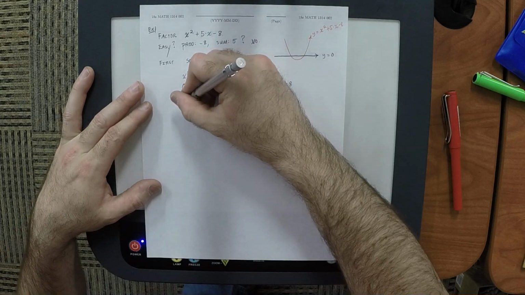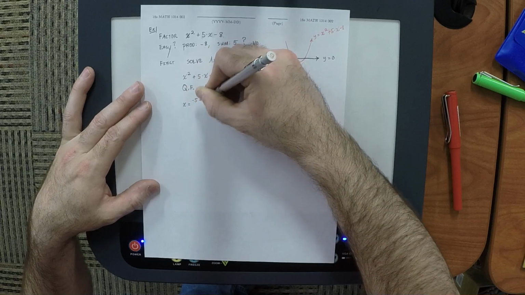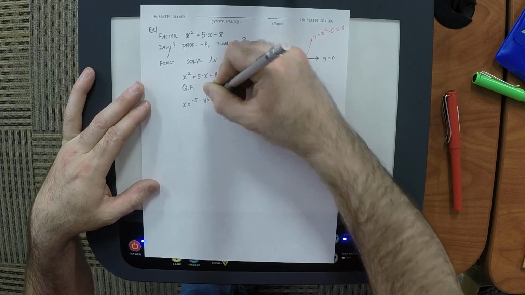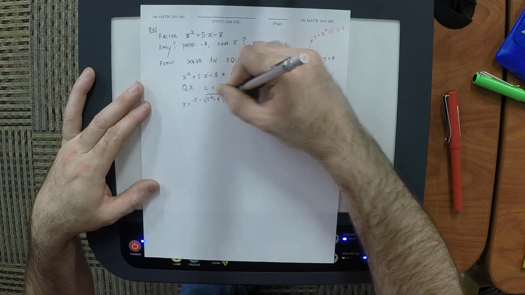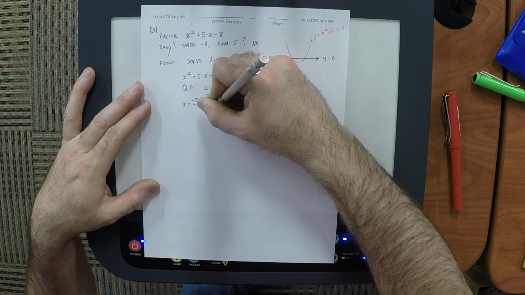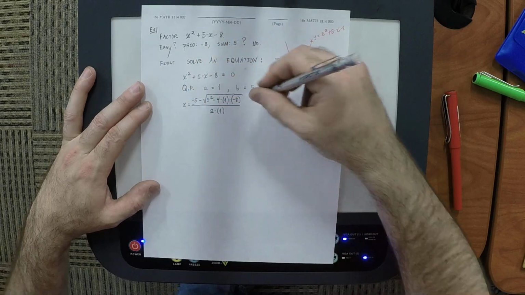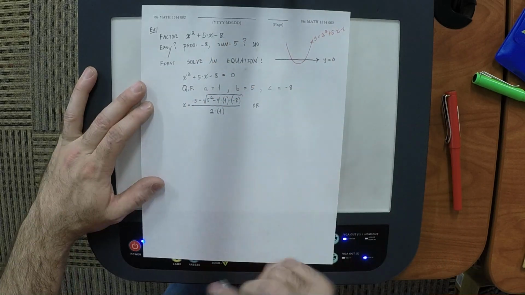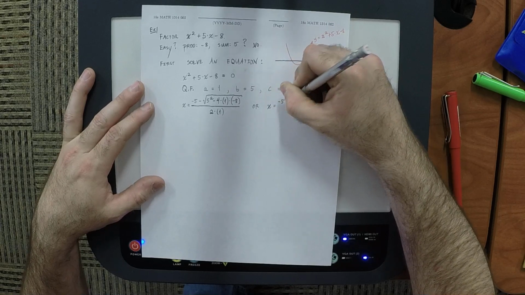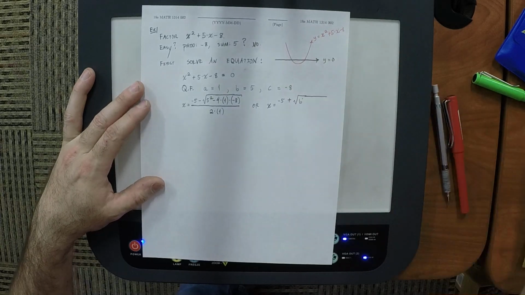Okay, so now it's just a matter of writing it out. Then that'd be -5 subtract the square root of the discriminant, 5 squared minus 4 times 1 times -8, over 2 times 1. That's one of the possibilities. The other possibility would be instead of subtracting the square root of the discriminant, we'll add it. So x is -5 plus the square root of the discriminant.